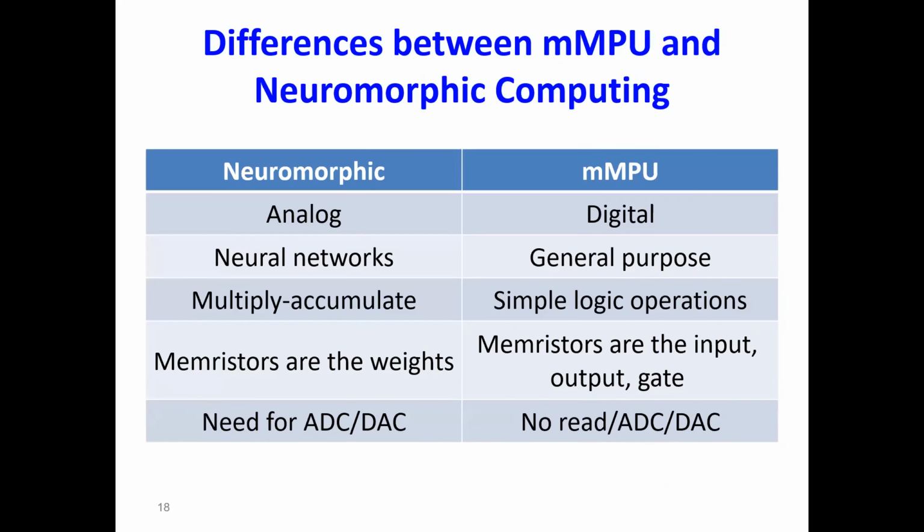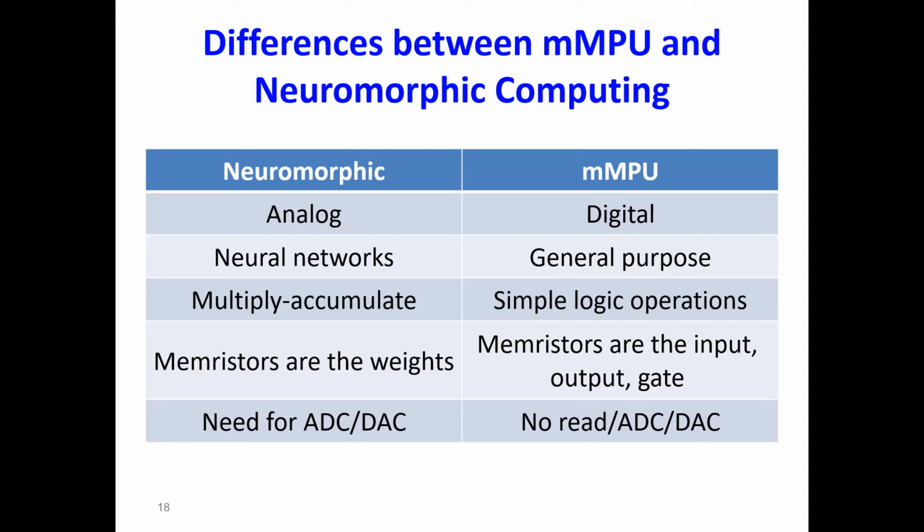And the last thing that I want to mention about the fundamentals of the mMPU is that it's very different from neuromorphic computing. I will briefly say the differences, but there are some fundamental differences. First, neuromorphic computing is analog. Here it's pure digital computation. Also, neuromorphic computing accelerates, just like in the previous talk, matrix vector multiplication. In the mMPU, we are doing logic gates. So we basically perform general purpose operations, and not necessarily is matrix vector multiplication something that we accelerate.